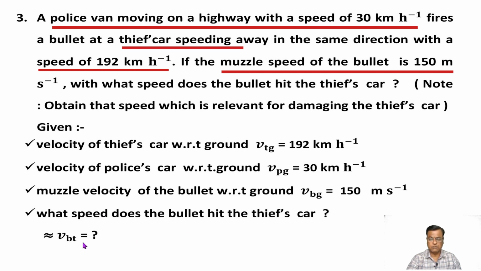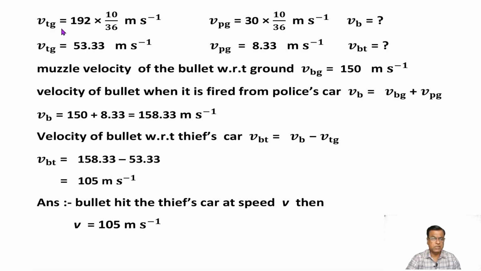This is the question. Here two units are given in kilometer per hour and one unit is given in meter per second. So first convert these two into meter per second. For this, multiply by 10 and divide by 36. So VT is equal to 192 into 10 divided by 36. So we have velocity of thief car with respect to ground 53.33 and velocity of the police car with respect to ground 8.33 meter per second.